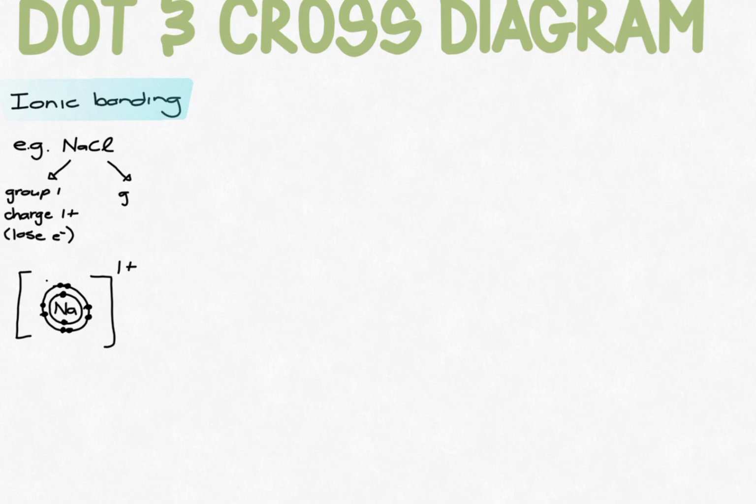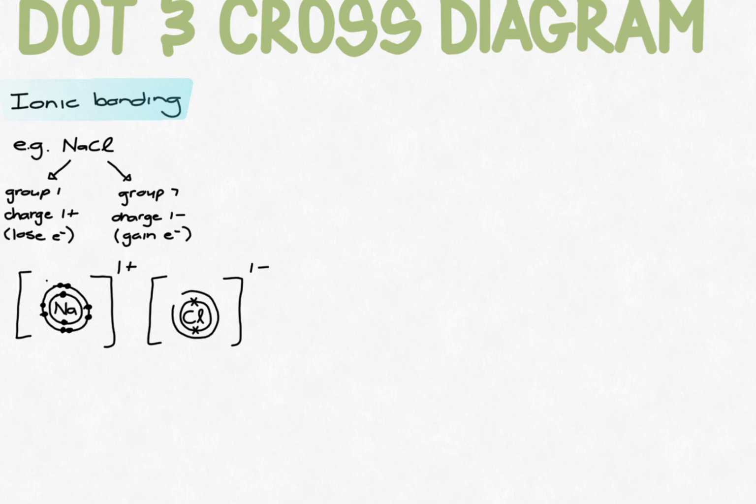Now chloride is in group 7, meaning that it has a charge of 1 minus, so it gains 1 electron. Again, we're going to start with our square brackets and our charge on the outside top right corner of the square bracket. We're then going to add chloride, the atom, and in its first shell it will have 2 electrons. Now here we need to use a different symbol than the first one we used. Now the first one we used dots, so the second one we're going to use crosses.